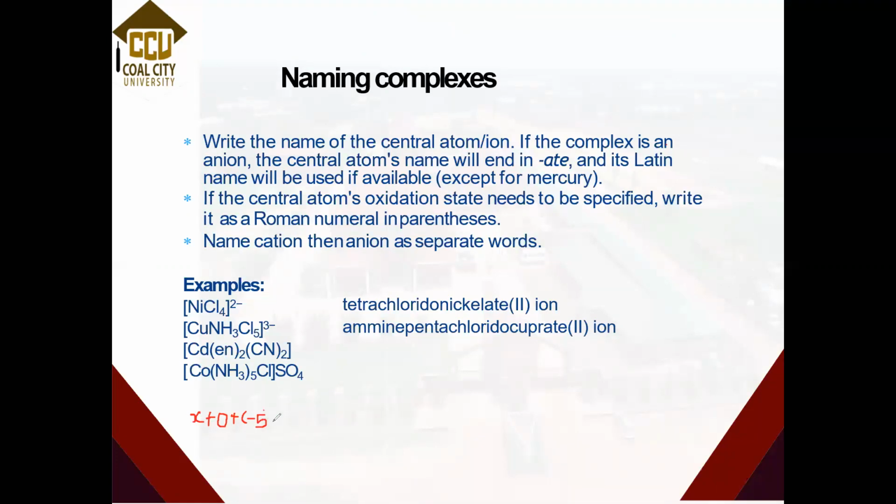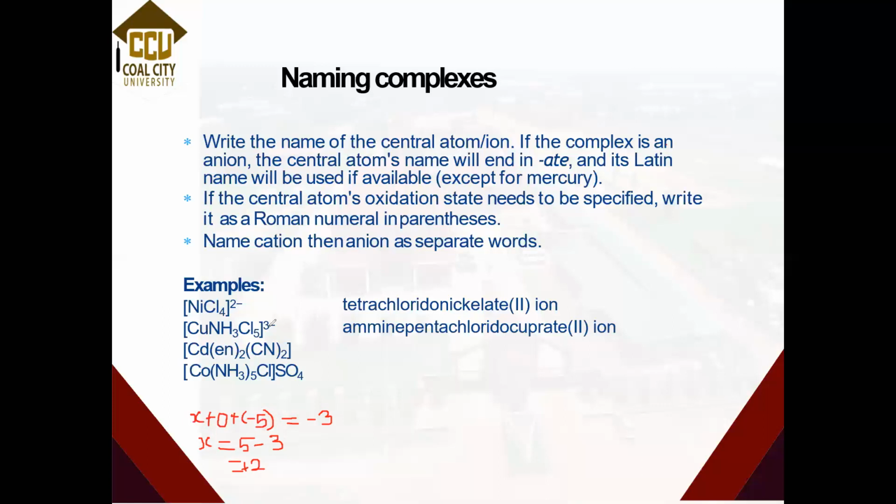So all of this is equal to what? All of this equals -3. How do I know it's -3? -3 is the charge; you can see the charge here is -3. So X plus 0, which is still X, then take -5 to the other side, it becomes +5. So on the other side I have +5 minus 3, which is equal to 2. So it means +2, which means the charge of copper here is +2.